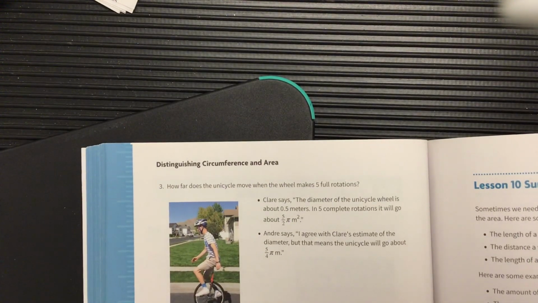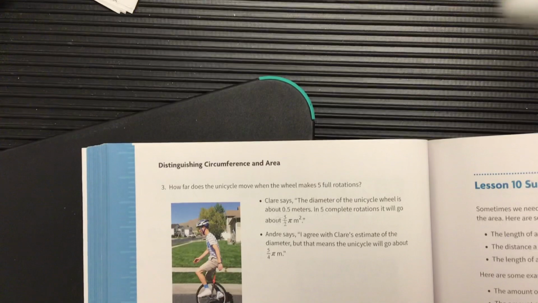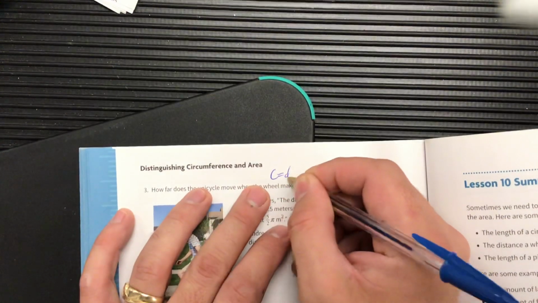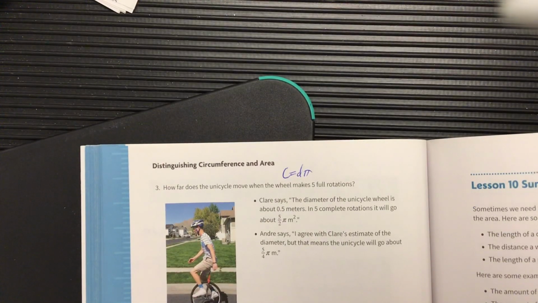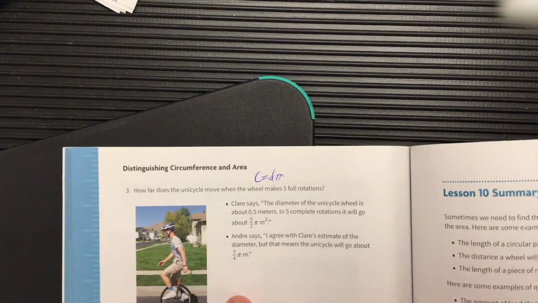All right, last question. How far does a unicycle move when the wheel makes 5 full rotations? So again, we're talking circumference here. The diameter of the wheel is about 1/2 of a meter. So in 5 complete rotations, it will go about 5 divided by 2. So that's about 2.5.